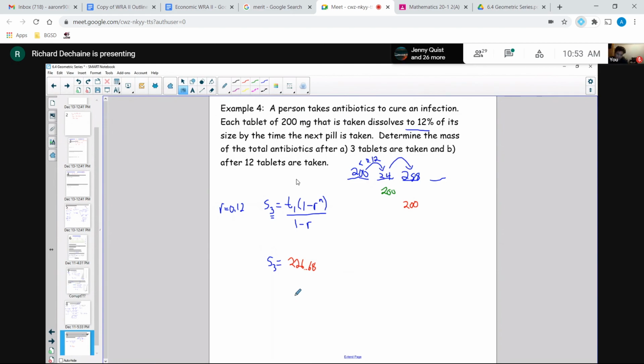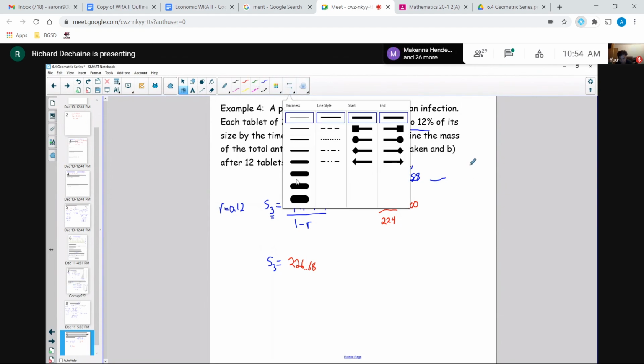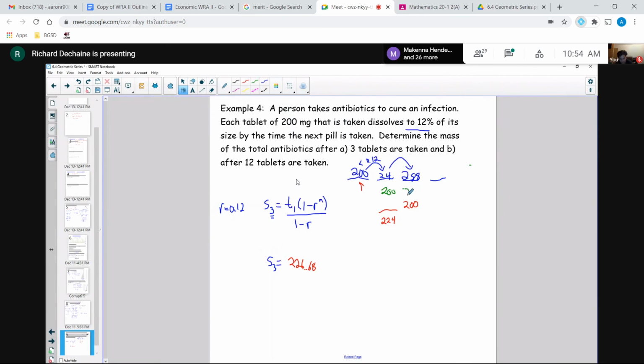All right, so what the heck's going on with this question? It's saying after 3 tablets, this is how much is in my body. Let's think about what's happening in my diagram up above. Pill 1 I took was 200. When I take my second pill, which is in green, my first pill reduced to 224. So in my body, I have 224 at this point. We've got to think what's happening to each pill. Now the green pill, by the time I take the third pill, has gone down to 24. It's the same 3 numbers that keep coming up. So if I add these, I should get my 226.